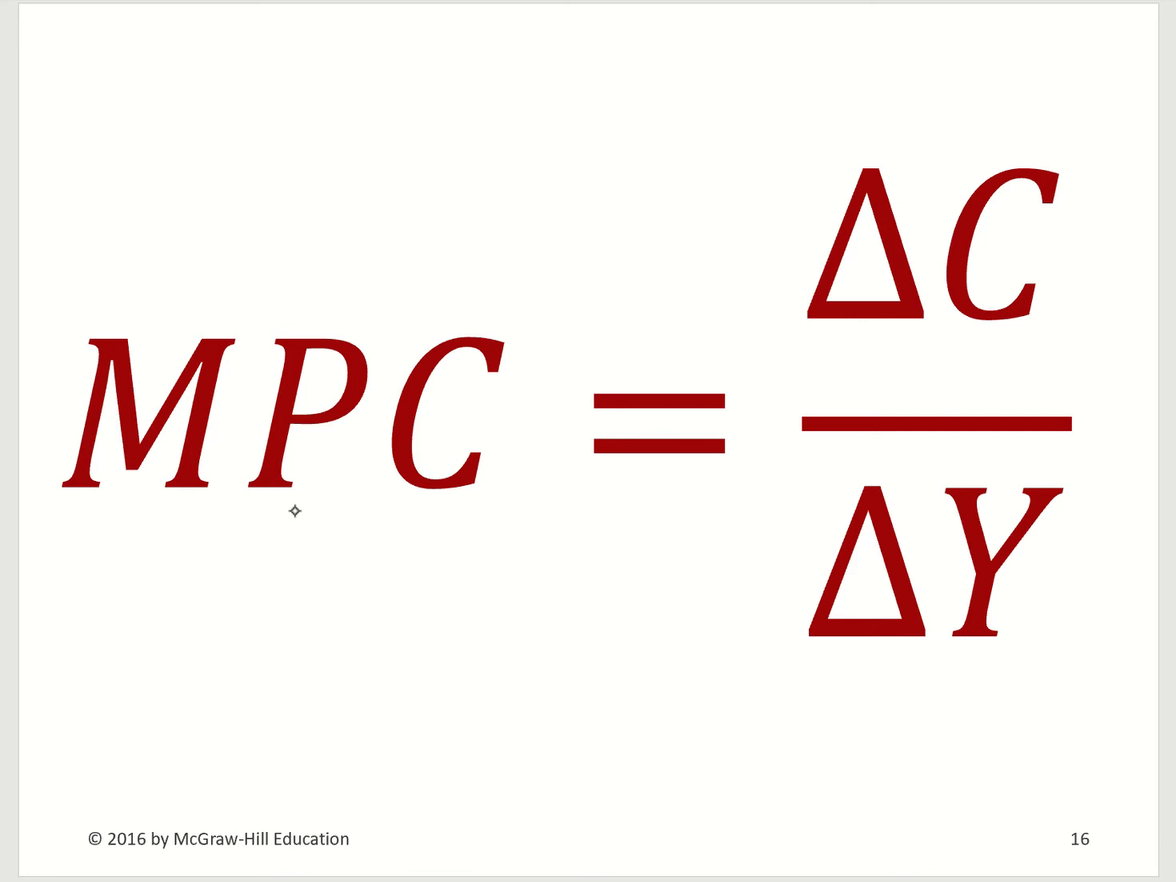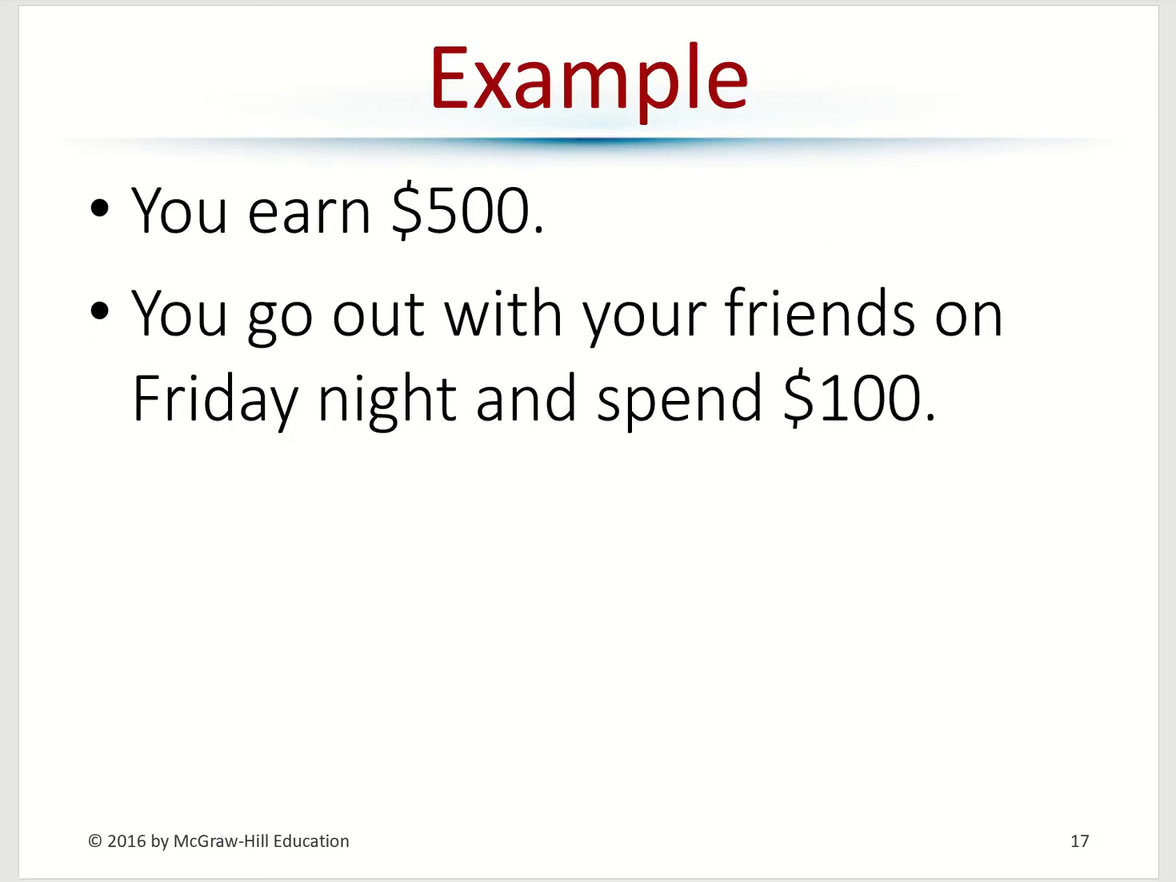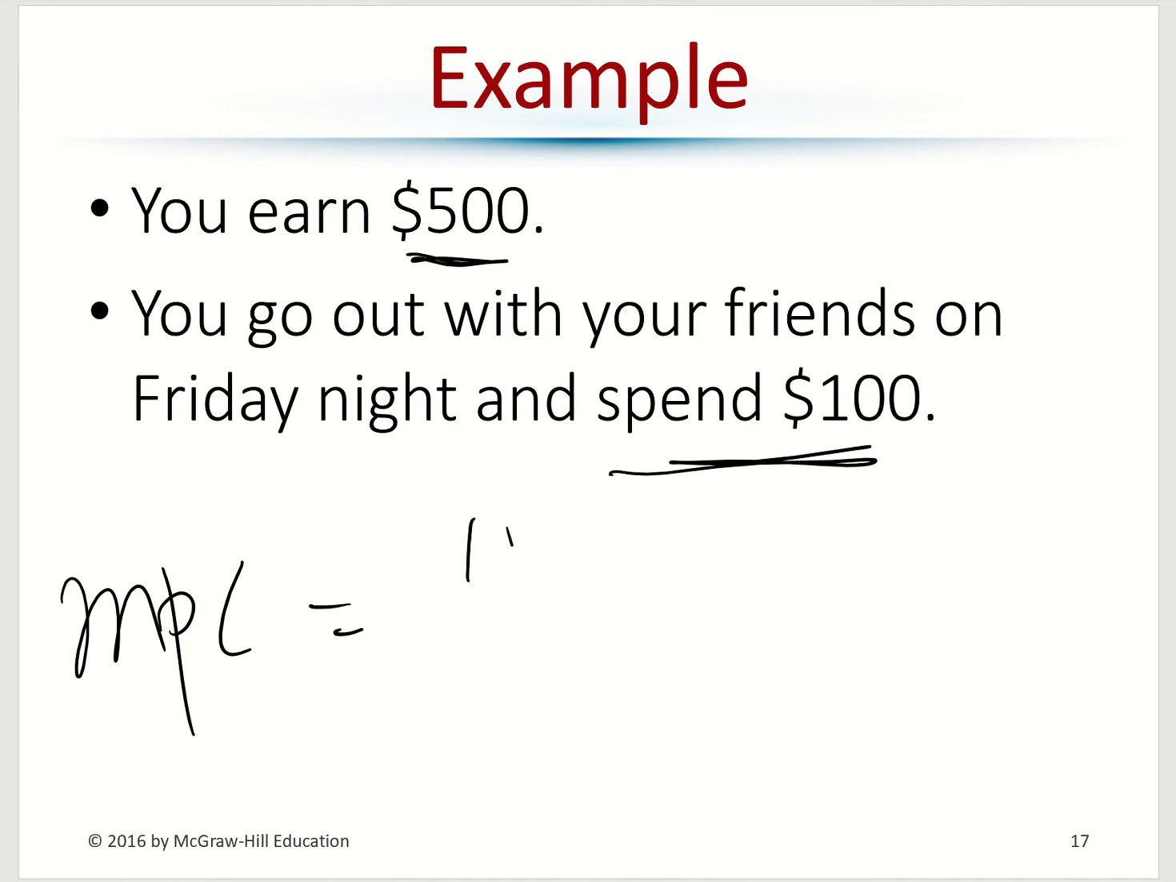Now, again, this Y stands for everything. Before it was real GDP, it was aggregate expenditure. Here it is your income. So your change in consumption over your change in income is your MPC. For example, let's suppose your income increased by $500 and then you decide to spend $100. So what is your MPC? The MPC equals 100 divided by 500. So it's only 0.2, and that is your MPC. Okay, just like that.